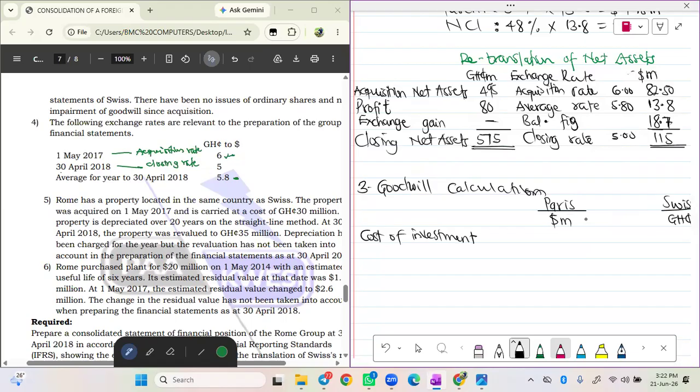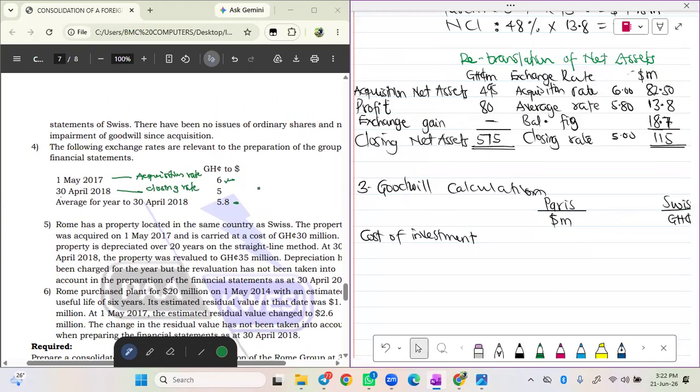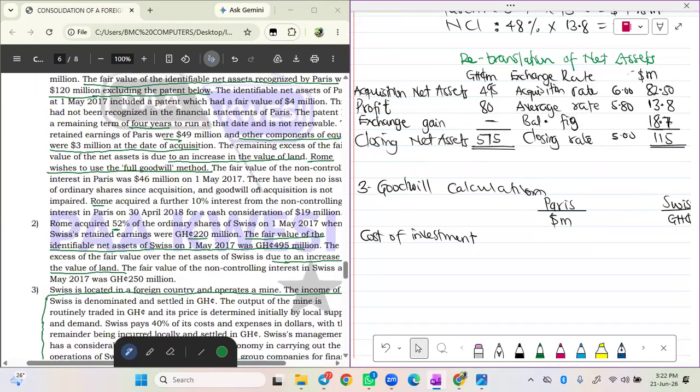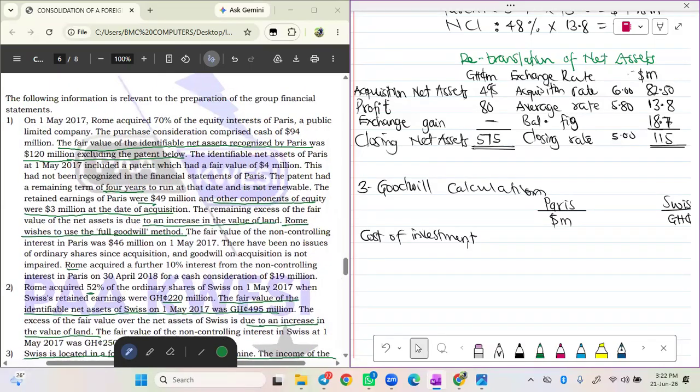So what was the cost of investment in Paris? The 70%. The purchase consideration of the 70% was what? 94 million. The 19 million was for the extra 10%. That one we will do when we are doing the control to control scenario. So this one will be 94 million.